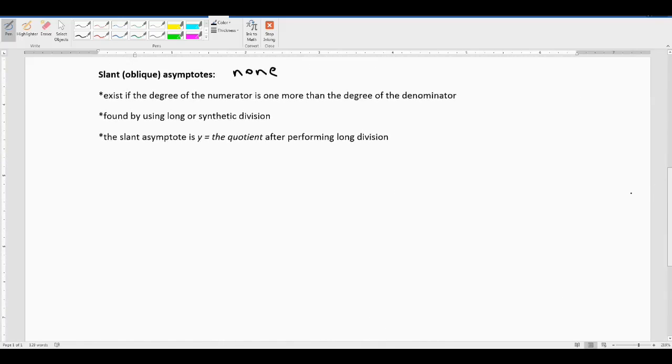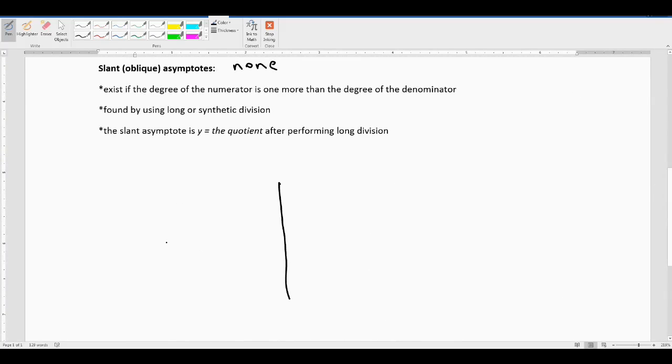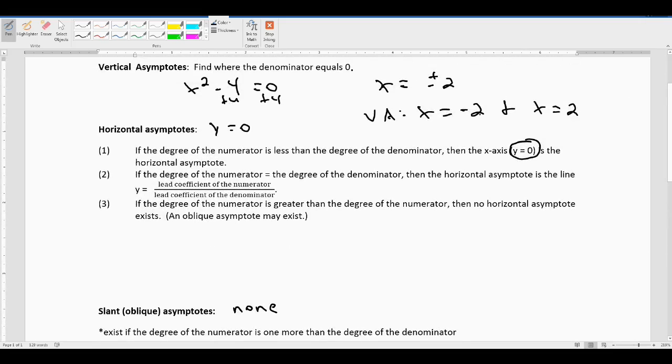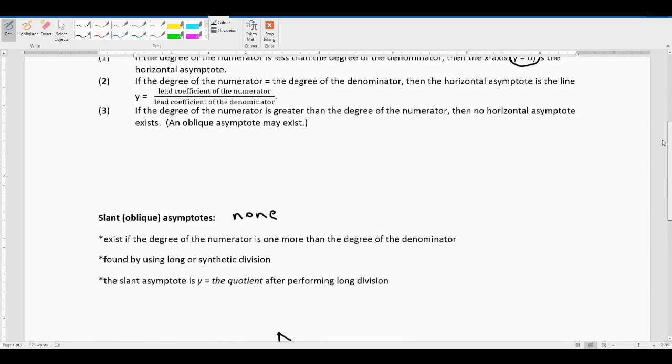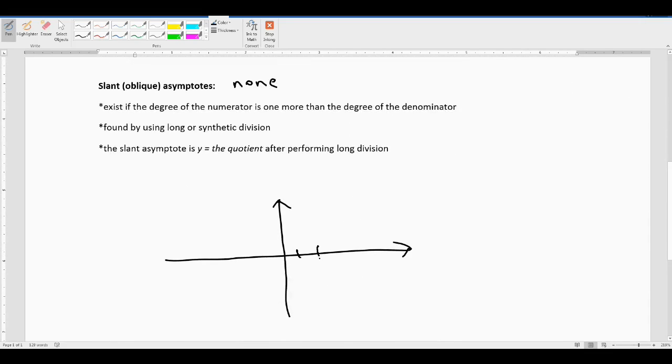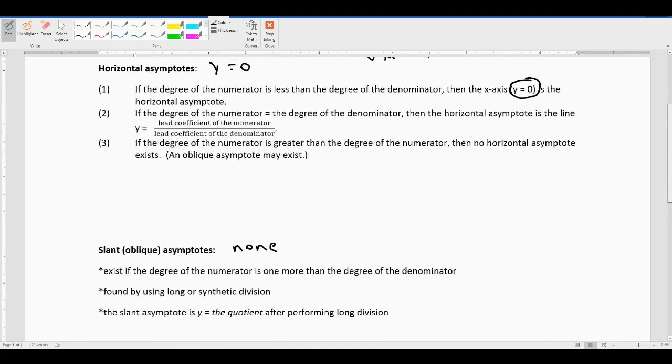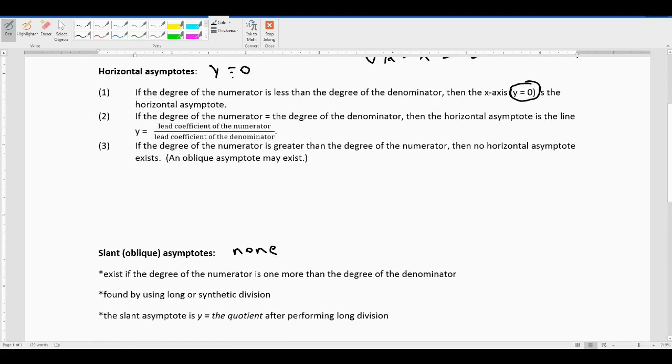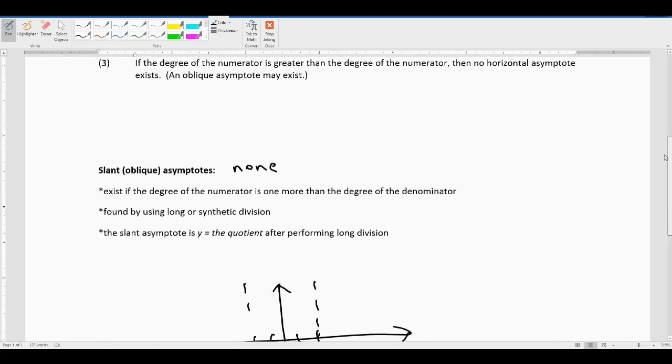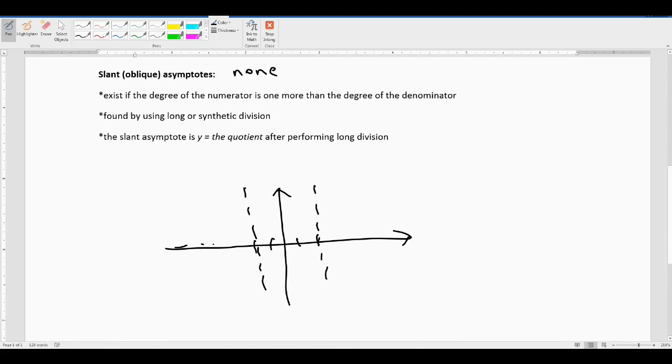As of right now, we know certain things. At x equals 2 and x equals negative 2, we have vertical asymptotes. Those are imaginary lines that the curve approaches but never intersects. And we also know that the horizontal asymptote is y equals 0, which is the x-axis.